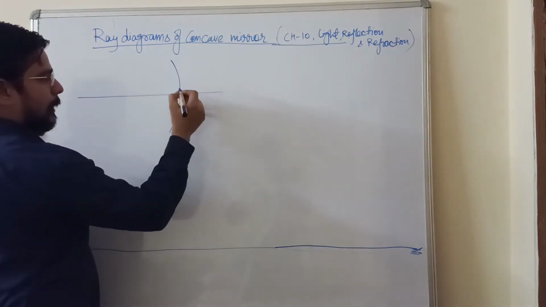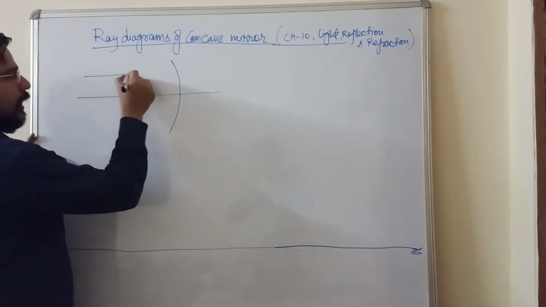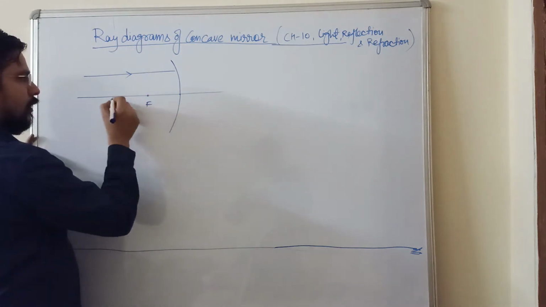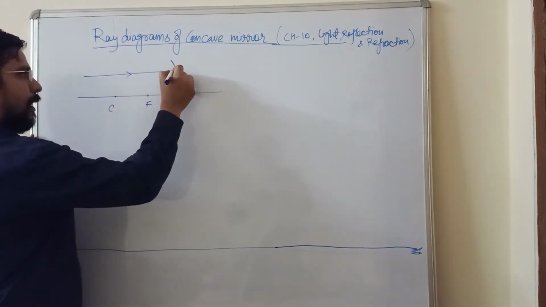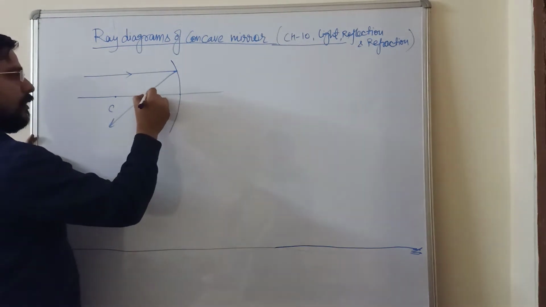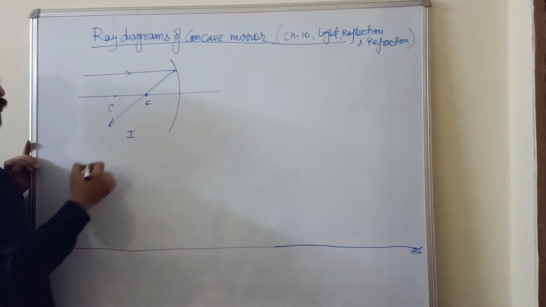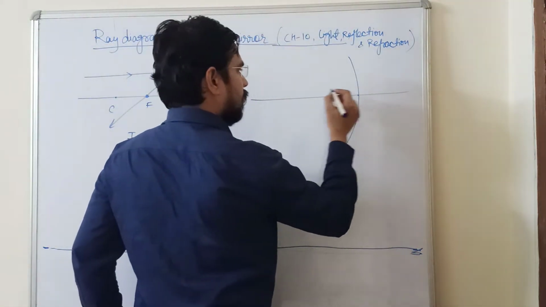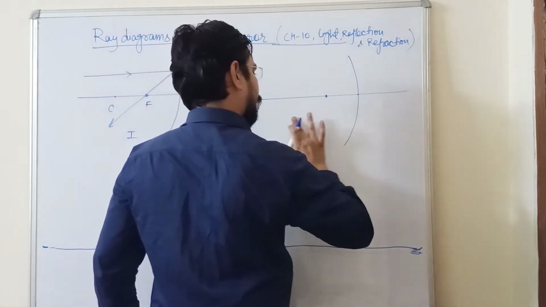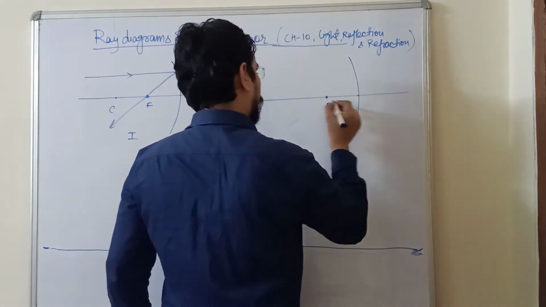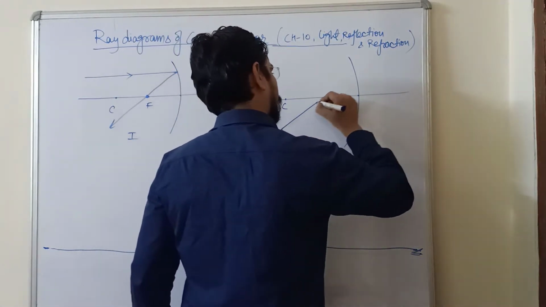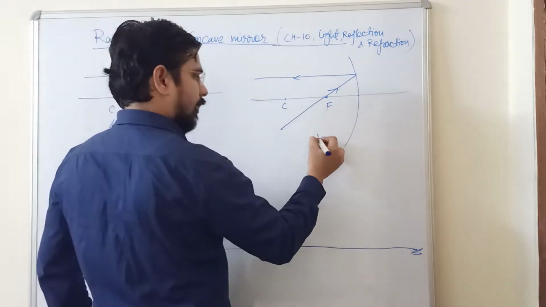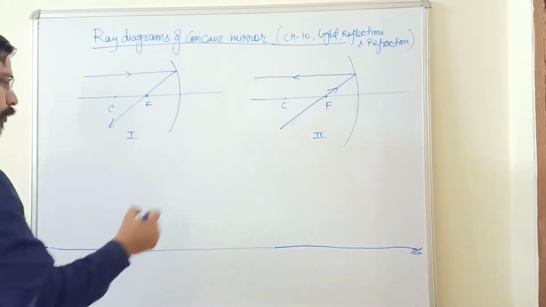The first rule says, if a ray of light is coming parallel to principal axis, then it will pass through focus after reflection. This is our first rule. The second rule says that if a ray of light passes through focus, it becomes parallel to principal axis after reflection. That is our second rule.